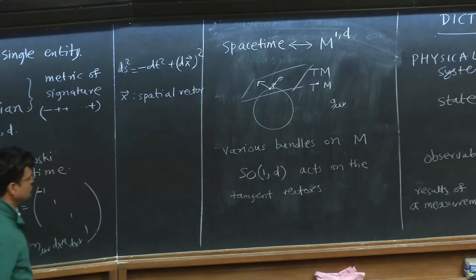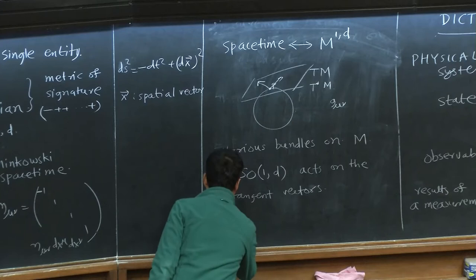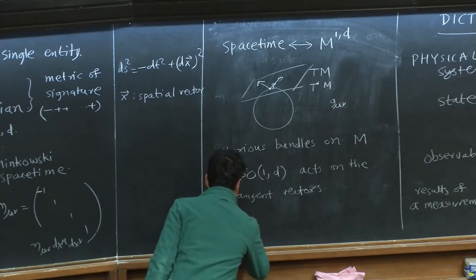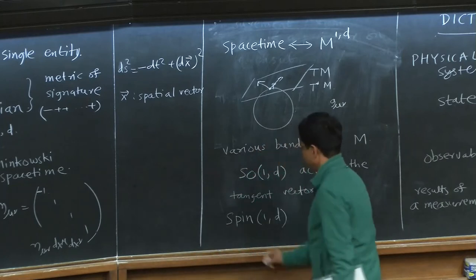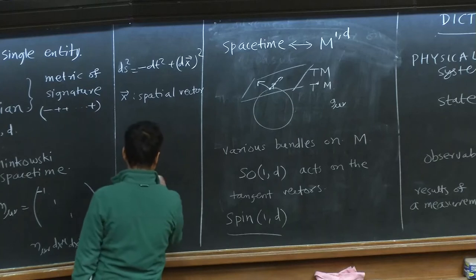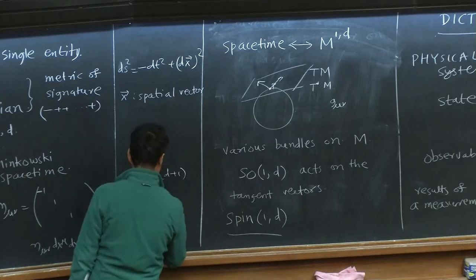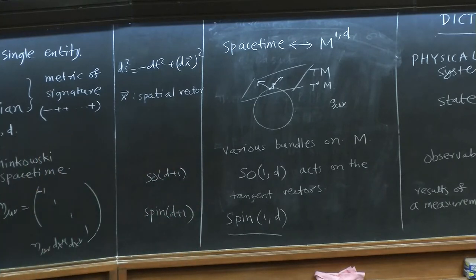And in fact, in physics, you oftentimes require a spin bundle, which is just a cover of this, which is a Spin(1,d). Once again, this is in complete analogy with SO(d+1) and Spin(d+1).